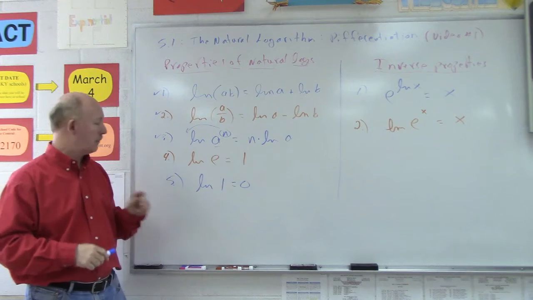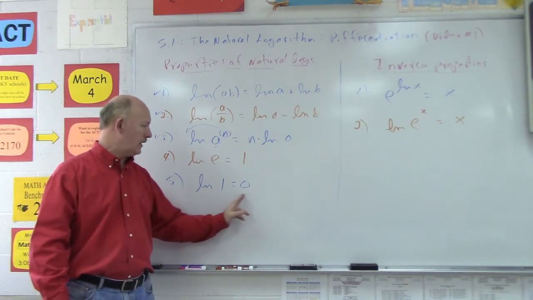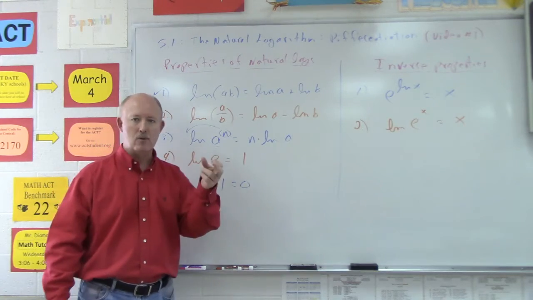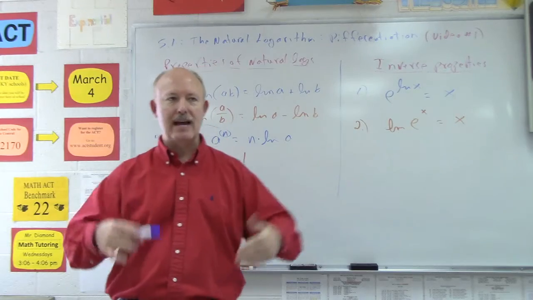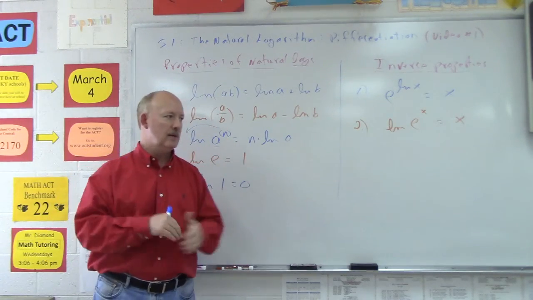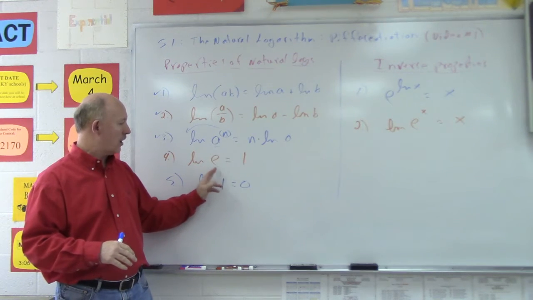Now, two more properties I want to point out. Natural log of e is equal to 1, and natural log of 1 is equal to 0. You need to just memorize these two, because you're going to see them over and over again as we work with natural log functions. When we get into derivatives, and when we get into solving natural log equations, you'll see natural log of e is equal to 1.